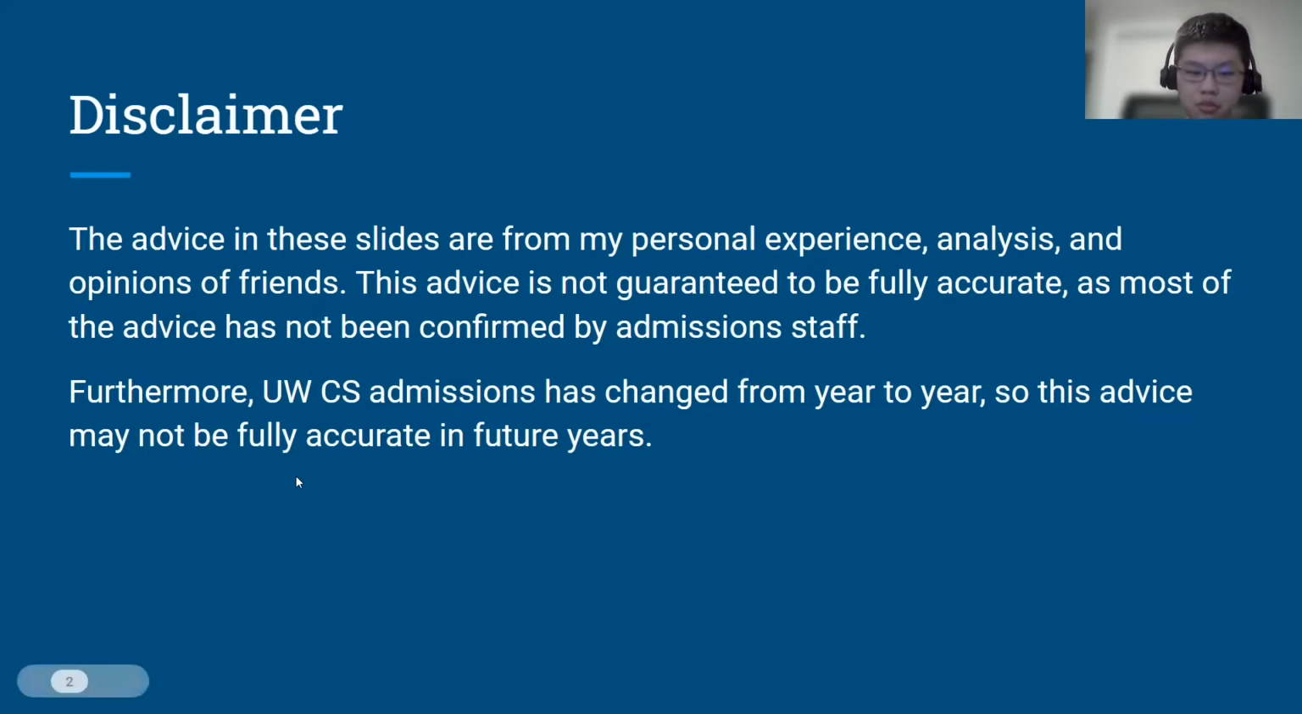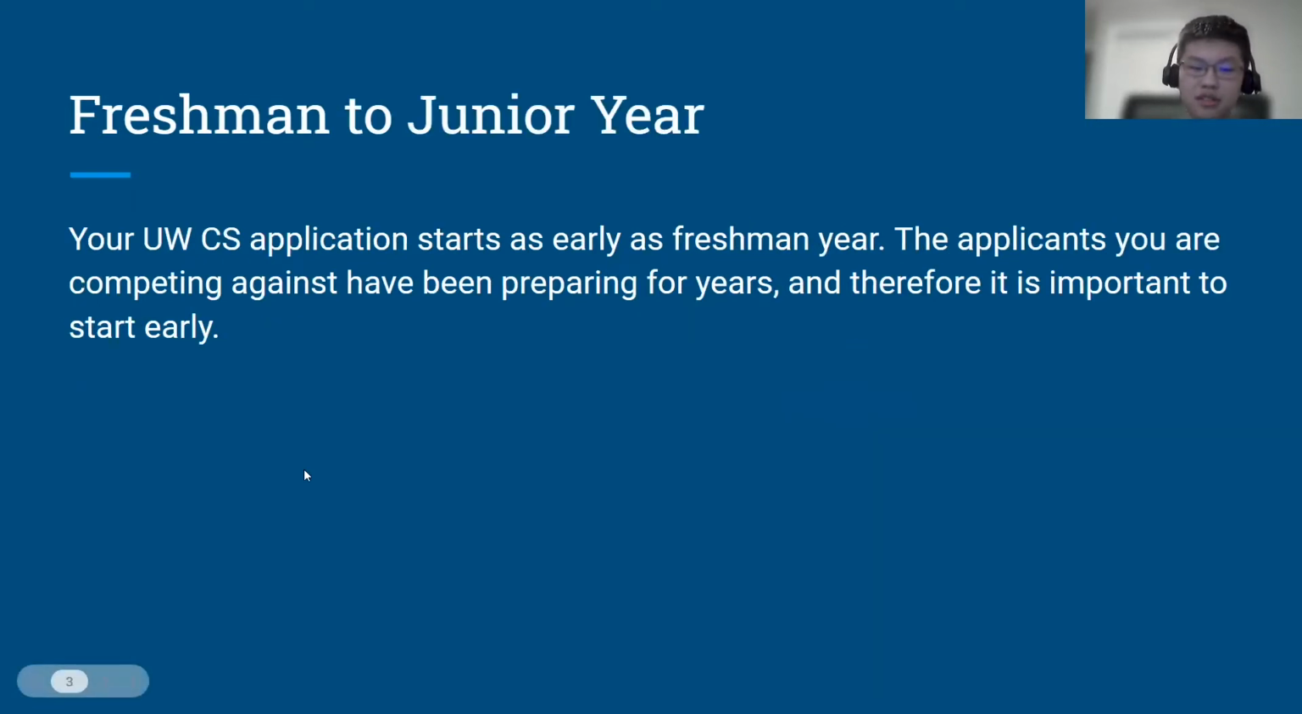So let's start off with this. This is something really important. Your UW CS application starts as early as freshman year. I know that college applications, you start doing them during junior year, pretty much the summer between junior and senior year. However, if you start right then you don't have much of a chance.